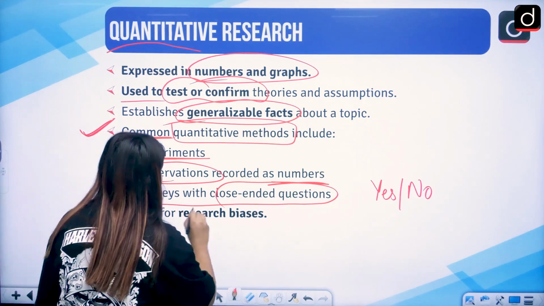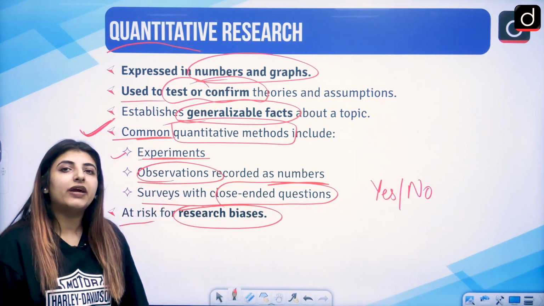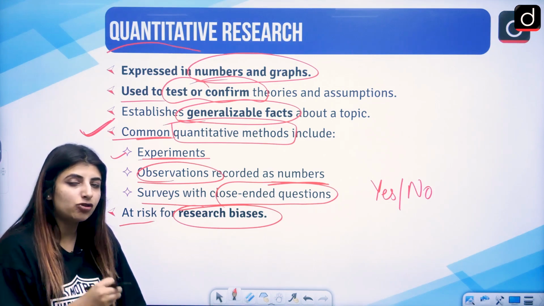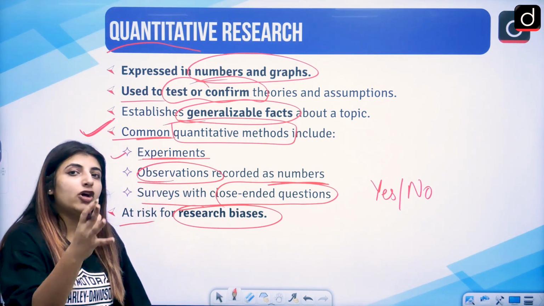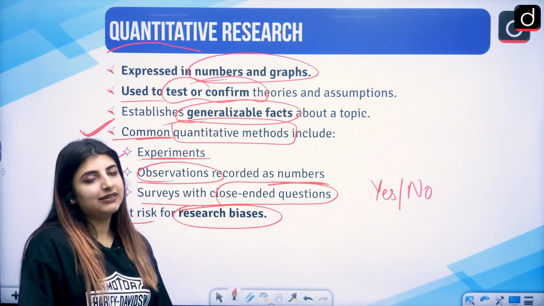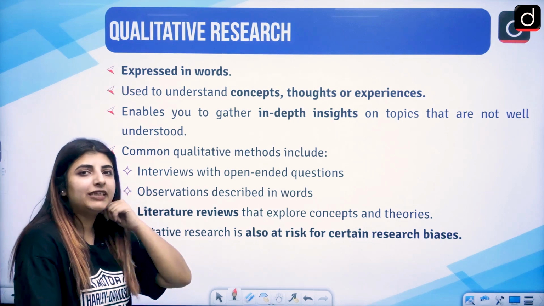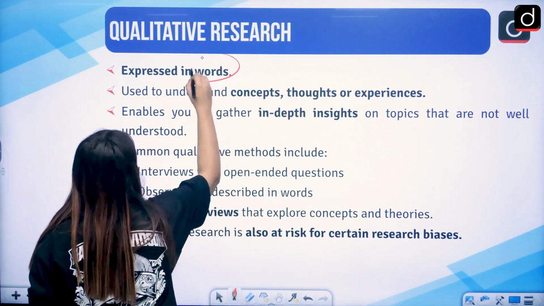At risk for research biases. Here as well, you can be a little biased even if this research seems to be a little bit based on the objective part. You can conduct some kind of biasness here as well. Talking about qualitative research, expressed in words.